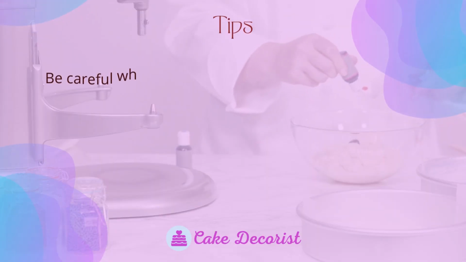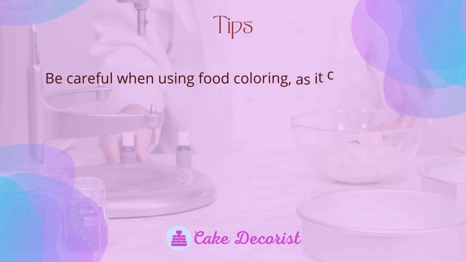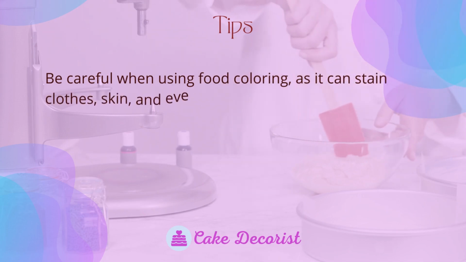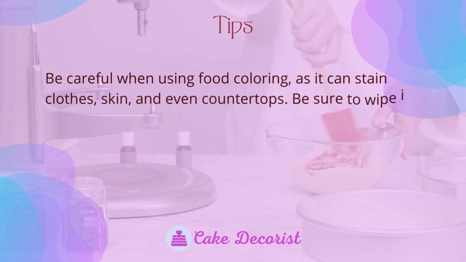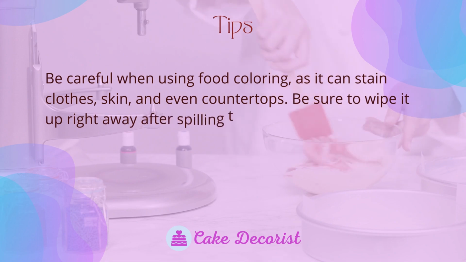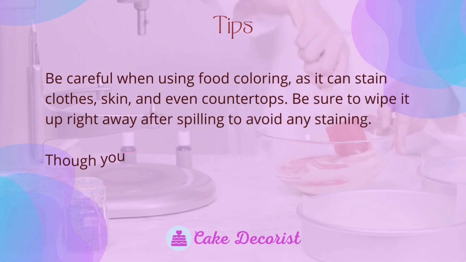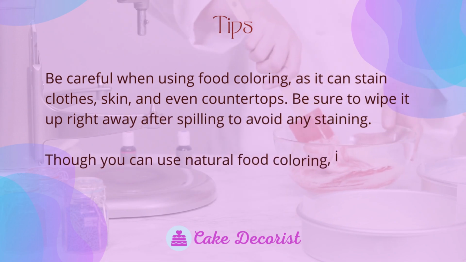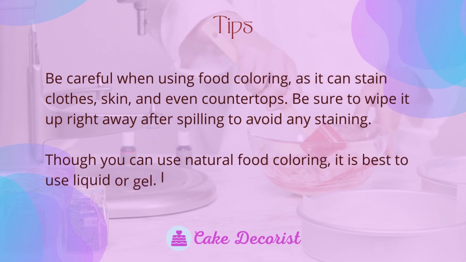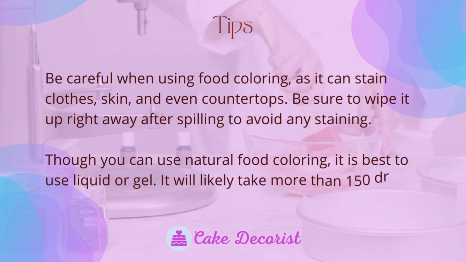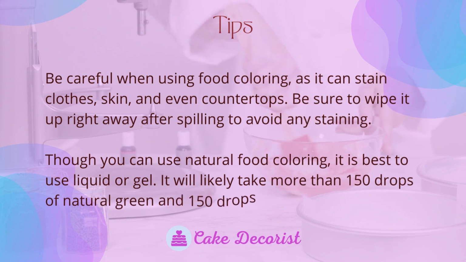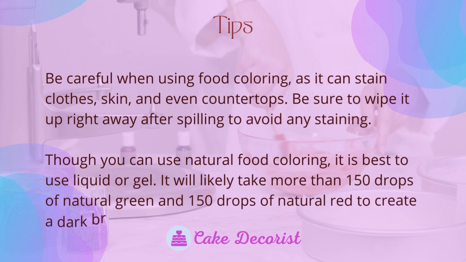Tips and tricks. Be careful when using food coloring, as it can stain clothes, skin, and even countertops. Be sure to wipe it up right away after spilling to avoid any staining. Though you can use natural food coloring, it is best to use liquid or gel. It will likely take more than 150 drops of natural green and 150 drops of natural red to create a dark brown.